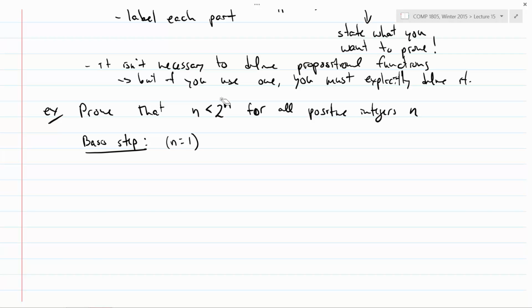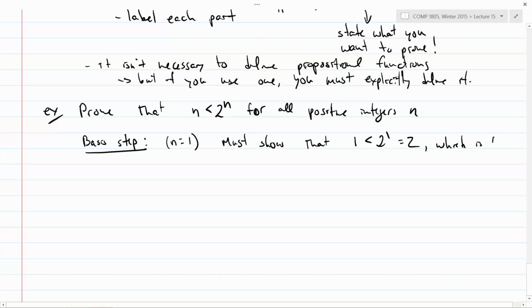So in the basis step, I have n equals 1. So I must show that 1 is less than 2 to the 1. Well, 1 is 1, and 2 to the 1 is 2, and that's true. So I'm happy. The basis step is typically fairly easy. That doesn't mean you can forget it, because if you forget it, it could be that the claim is incorrect.